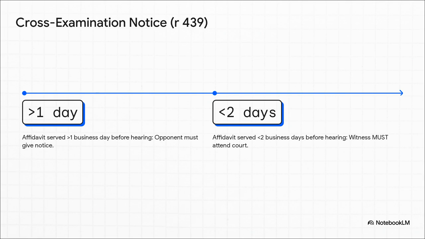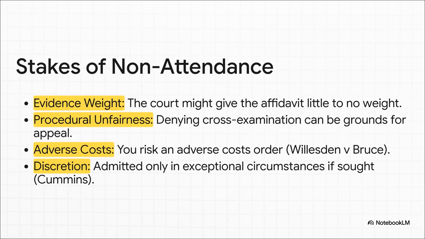You really have to pay close attention to the timeline in Rule 439 for managing your witnesses. See, if you serve early, the other side has to give you notice to bring your witness in. But if you serve late, and we're talking less than 2 business days before the hearing, that default position completely flips. Your deponent must be at court, ready to be cross-examined. And failing to produce your deponent for cross-examination, it can be absolutely fatal to your evidence.